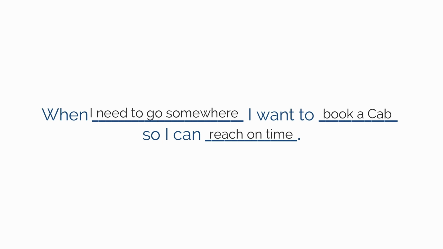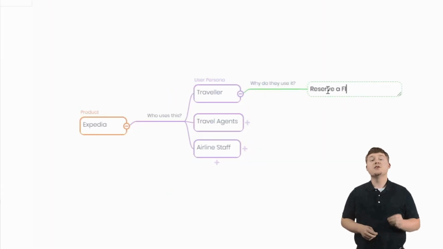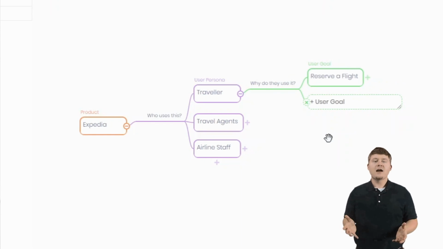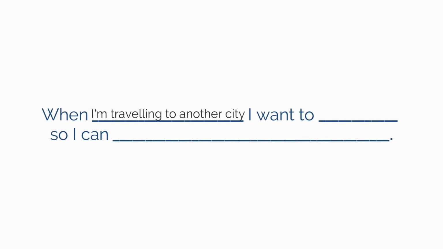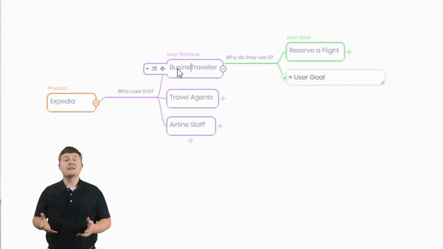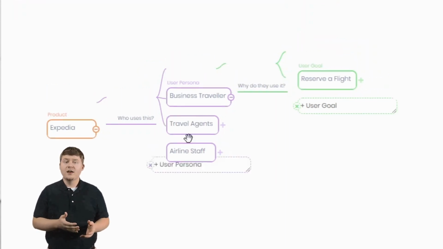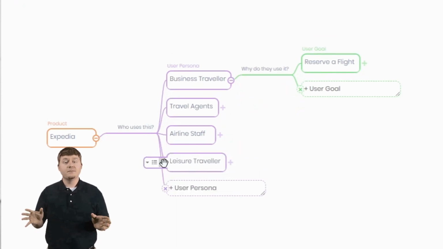Let's look at story maps for Expedia. A traveler expects to reserve a flight. Let's describe this as a job story. When I'm traveling to another city, I want to book the most suitable flight so that I don't compromise on my family's comfort and schedule. As you may notice, the expectations of a business traveler could be different from a leisure traveler, so we can create another persona to visualize their journeys differently.